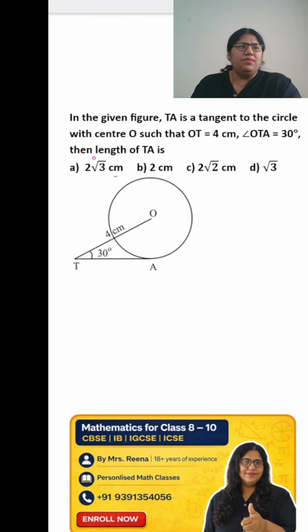Now this is a circle-based MCQ question. It's given TA is a tangent to the circle with center O, and OT length is given as 4 centimeters. Angle OTA is marked as 30 degrees. We need to find out the length of TA. So first you have to join O to A.